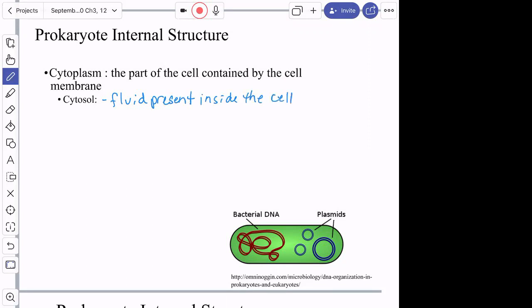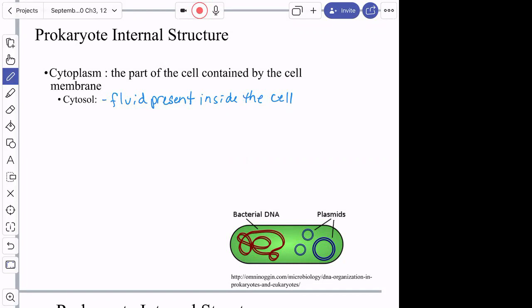Okay, so this is mostly going to be water. There's also maybe some ions in there, some small proteins. Basically the cytosol makes up the cytoplasm, or the cytosol is in the cytoplasm. Again, those terms are often used kind of interchangeably, but there is technically a slight difference in what they're meaning.